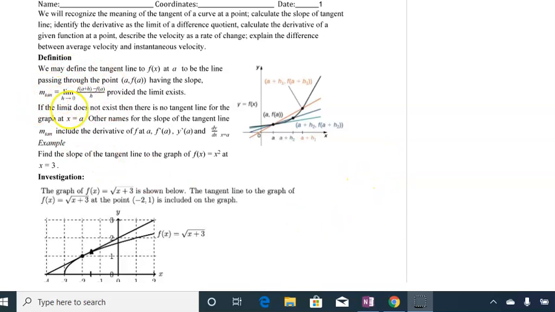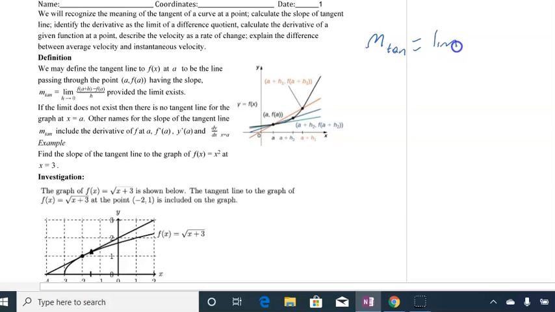Recall from the definition earlier that the slope of the tangent line, or m tan, was equal to the limit as h approaches 0 of f of a plus h minus f of a, all over h, provided the limit exists, and this a is our x value at the point where we're trying to investigate the function.